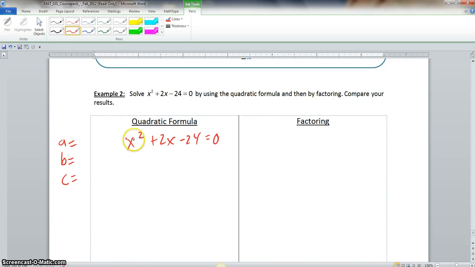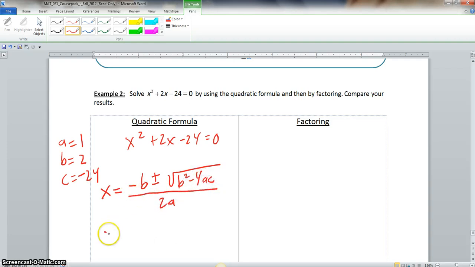Now our a is the coefficient of the variable squared, which is 1. Our b is the coefficient of the variable to the first power, which is 2. And our c is this constant here, which would be negative 24, because you must carry the sign also. Now you notice this equation has to equal 0 in order for you to do this. So now we use our quadratic equation. It'll be negative b plus or minus the square root of b squared minus 4ac all over 2 times a.